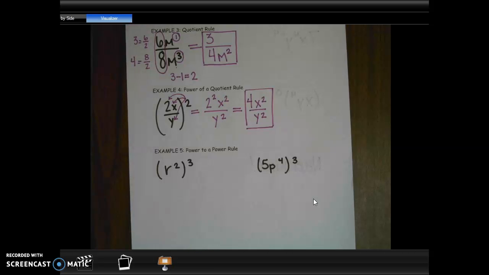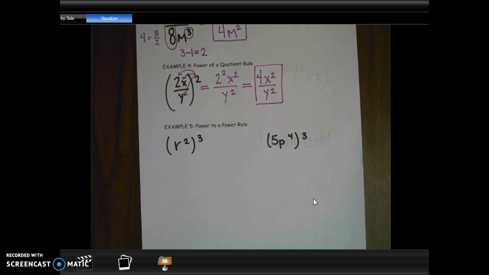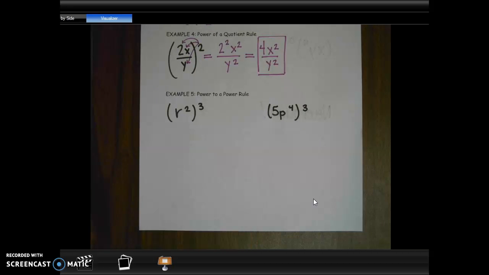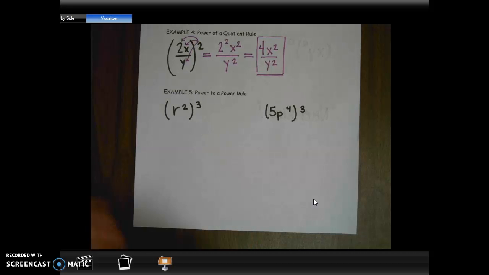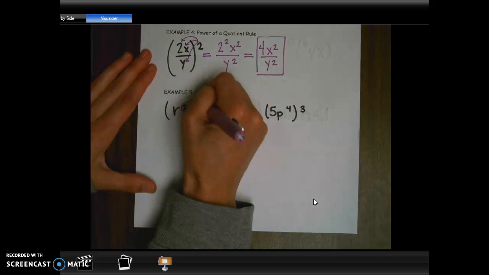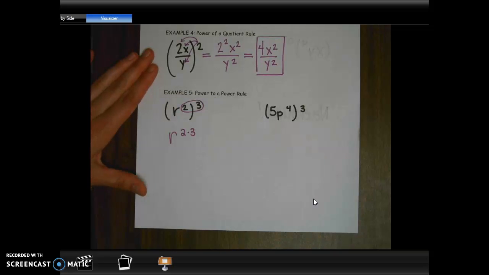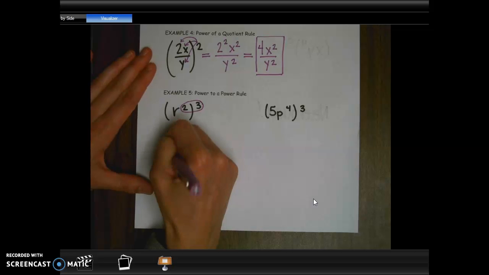All right, example 5. Power of a product rule. And I've done 2 examples here because I wanted you to have both of these in front of you whenever you did your homework. Now remember, power to a power means we're going to multiply. So this is like saying r to the 2 times 3. Well, what's 2 times 3? It is 6. So r to the 6.